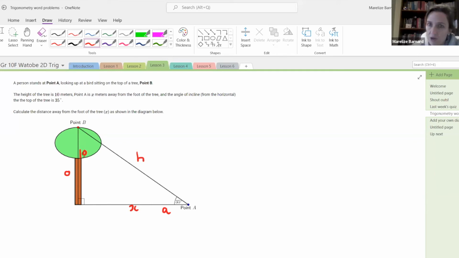Now, which trig ratio are we going to use? If you listened previously, I said you use the side that you have and the side that you want. So the side that is given with a measurement is the opposite side. And the side that you are solving for is the adjacent side. And that is TOA, tan. So we set it up, tan always goes with an angle. So it's tan of 35 degrees. That is the opposite side, it's 10, and the adjacent side is x.